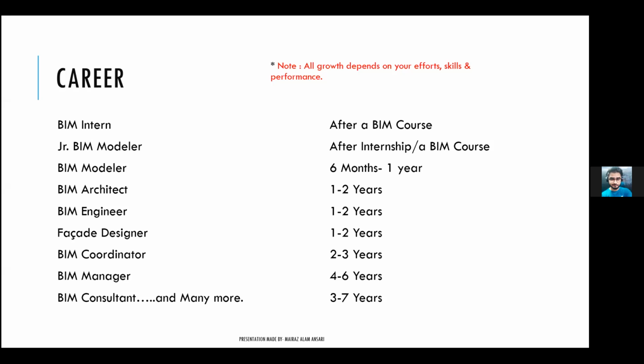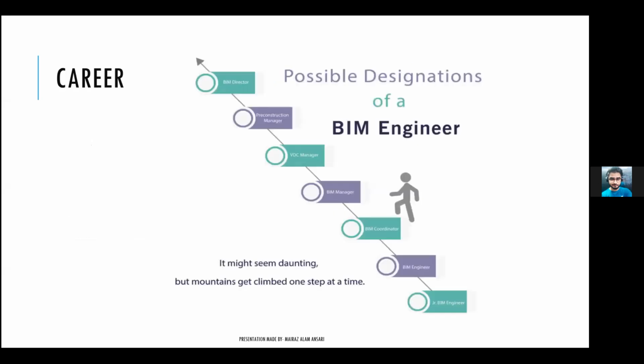So the more effort you put in, the more you are going to get. You are going to get promoted year by year. You're going to achieve all those things, right? You can see the roadmap, how you can achieve different things, and within just 5 years you can be a BIM manager as well, if you put in really good effort, right?